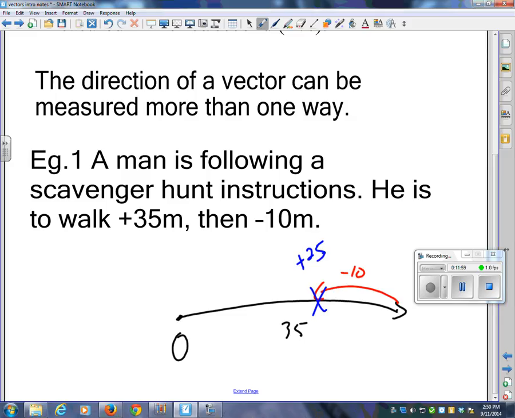Okay, so there are 2 vectors there: plus 35 and minus 10. Plus just means right, negative means left. No big surprise there, right? You all know that from math, when do you start that, Grade 8 maybe? Grade 9? Maybe even earlier. Number lines? Okay, plus means right, minus means left.